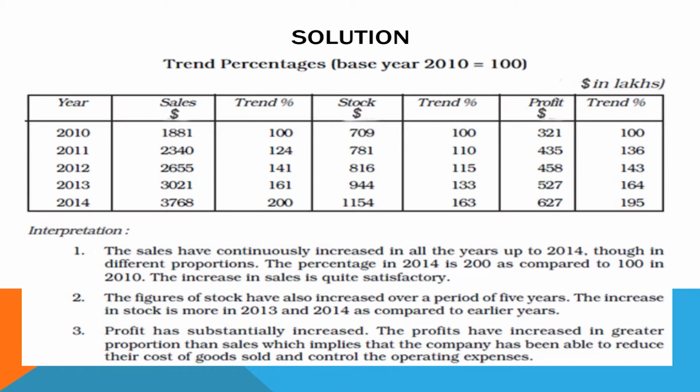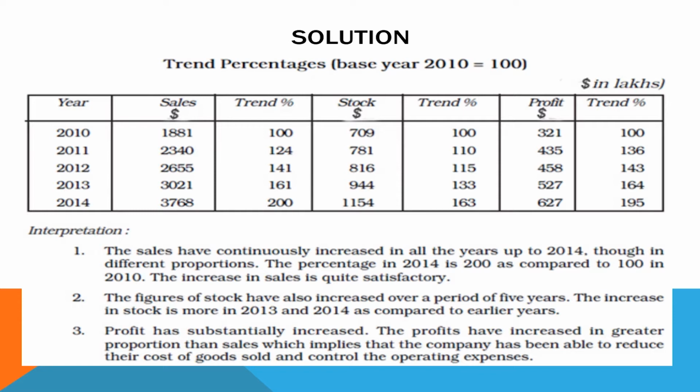Now moving on to another column, that is of profit. Now the values of profit are 321, 435, 458, 527 and lastly 627. Now how will we calculate the trend? It is same as we did earlier. 321 will be our base, which is 100%. Moving on to the next year, that is 2011. Now 435 will be divided by 321 and multiplied by 100, which comes to be 136%.